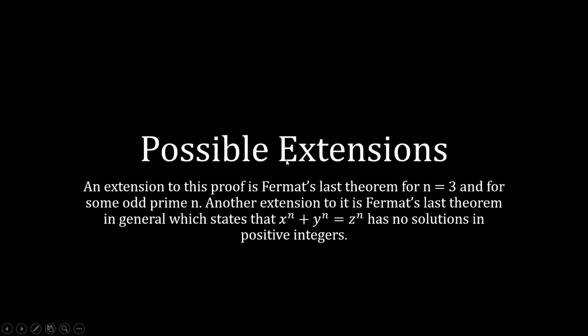And the possible extensions to this. So an extension to this proof is Fermat's last theorem for n equal to 3 and for some odd prime n. And a tougher extension would be Fermat's last theorem in general, which states that x raised to n plus y raised to n equal to z raised to n has no solutions in positive integers. Yeah, that's it. Thank you.